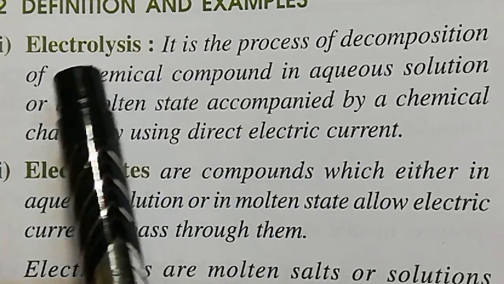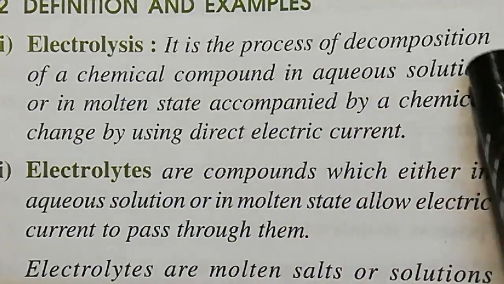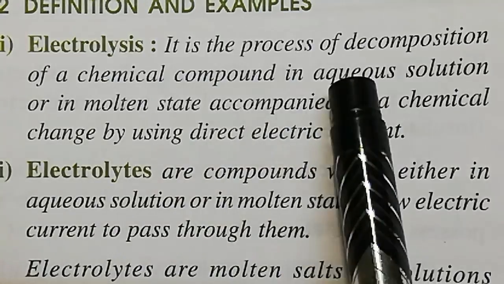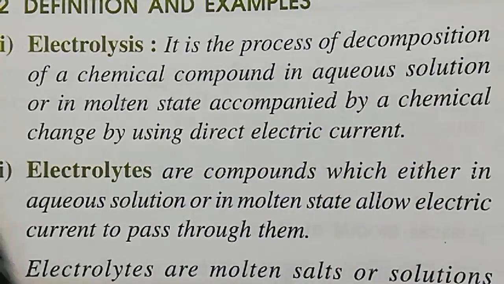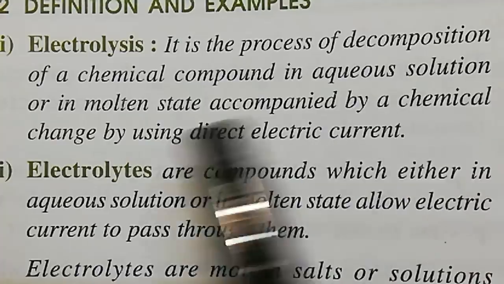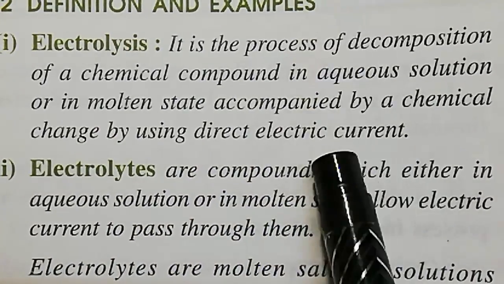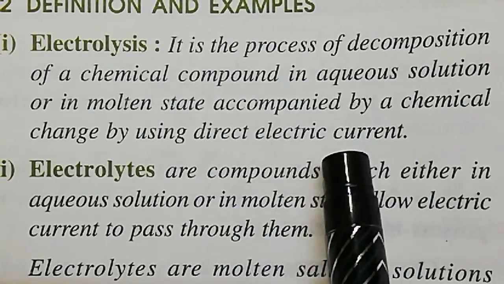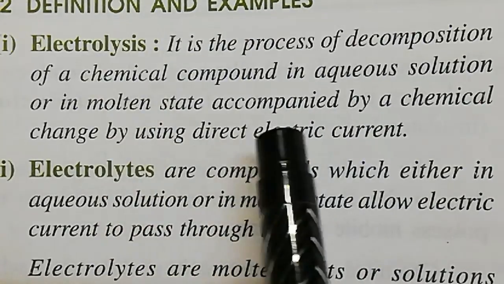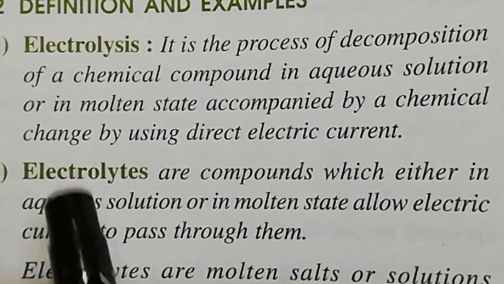Electrolysis. It is the process of decomposition of a chemical compound in aqueous solution or in molten state, accompanied by chemical change, by using direct electric current. I have said these points. And the substances for which the electrolysis process is possible are said to be electrolytes.